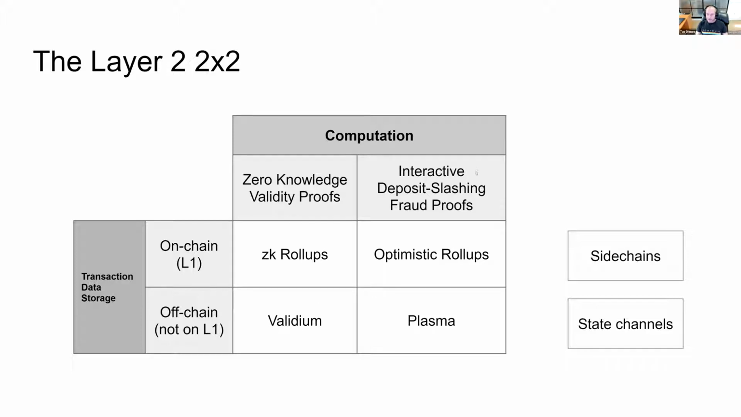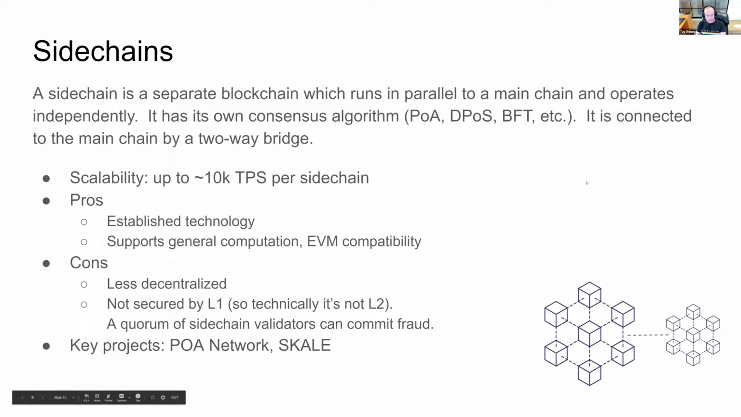And then in the interactive deposit slashing fraud proof department, where we use crypto economic mechanisms to ensure that the data is valid, we have optimistic rollups with all data on chain, and we have Plasma with data being off chain. And then finally, we have sidechains and state channels over here on the side because they don't really fit into this framework.